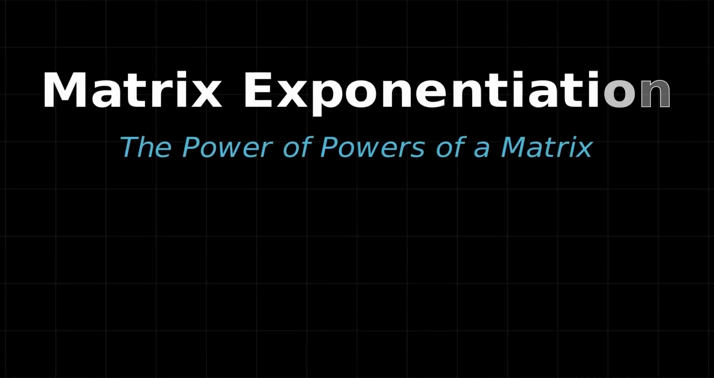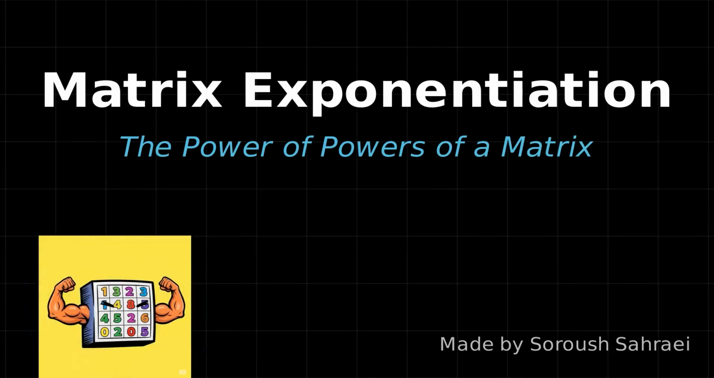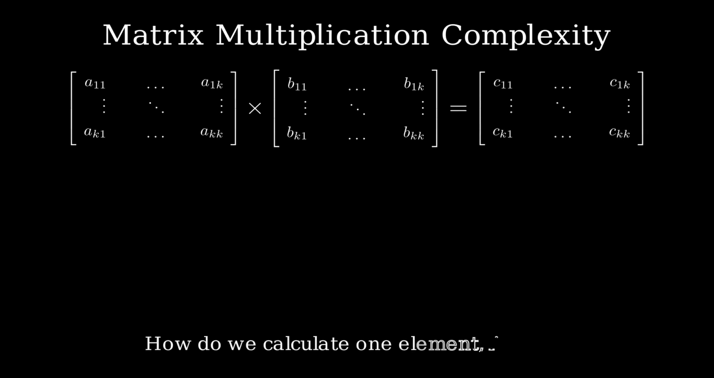In this video, we are going to have a better look at matrix exponentiation. First, we have to look at binary exponentiation. Let's say we have two square matrices of size k. How do we exactly multiply these two by each other?